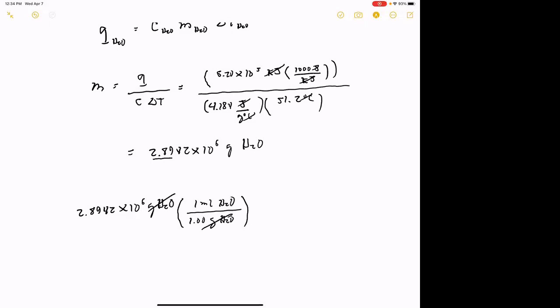Okay, so grams will cancel with grams. And what I'll have here now is 1 liter corresponding to 1,000 milliliters. So that should give us liters of water, which is what we're after in the problem. We said we were good to 3 sig figs here, so what I'll end up with is just 2.89 times 10 to the 3rd liters of water that I have to heat up.